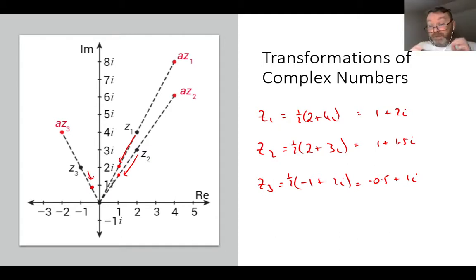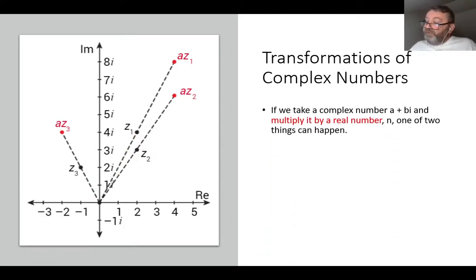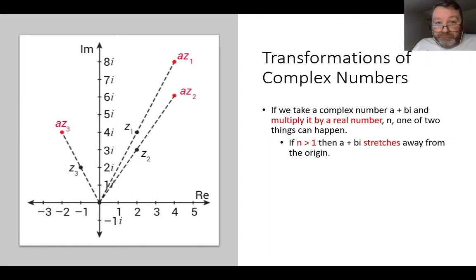So what I need you to remember is this. When we take a complex number and multiply it by a real number, we will either get stretching away if the real number is greater than 1, or contraction towards the origin if the real number is less than 1, i.e. fractional less than 1. Okay, so if we take a complex number, as we say a plus bi, and multiply it by a real number n, two things can happen. If n is greater than 1, it will stretch away, and if n is less than 1, it will contract.